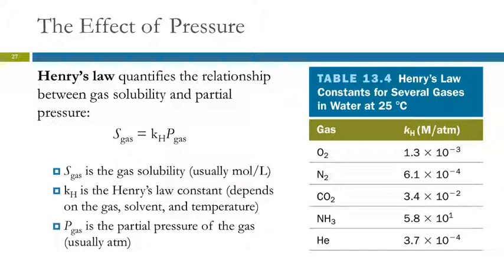The Henry's law constant will vary depending on the gas, depending on the water, and depending on the temperature. So you definitely do not memorize those. These are for gases dissolving in water at 25 degrees Celsius. The key here is the partial pressure of the gas. It has to be the partial pressure of that gas, not just the total pressure.